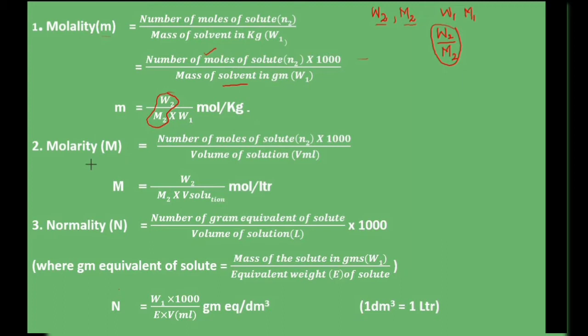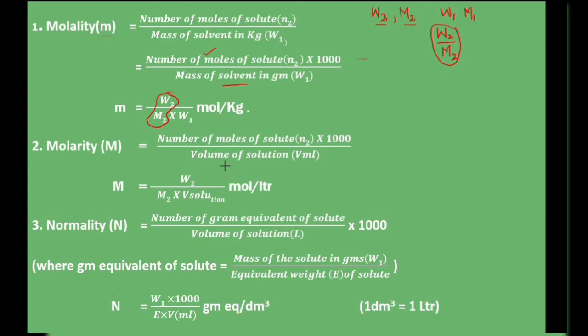Next comes molarity. Next concentration is molarity. How to express molarity? Molarity is expressed by the term capital M. What is molarity? It is the number of moles of solute in 1 liter of the solution. Okay, see how to calculate the number of moles of the solute? I have told this. Weight of the solute divided by molecular mass of the solute will give the number of moles of the solute, N2.